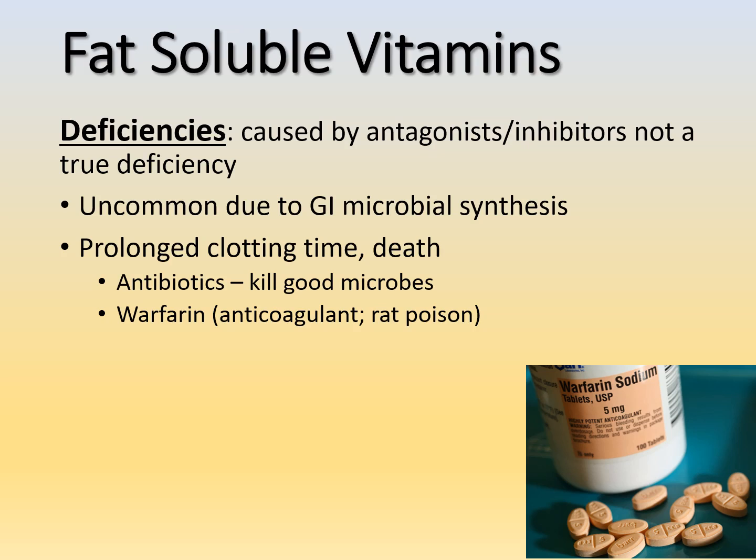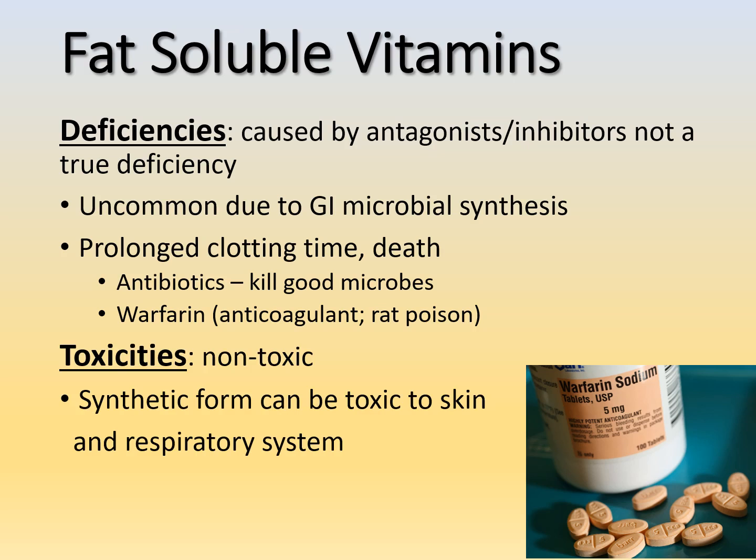So antibiotics can somewhat cause a little bit of a deficiency as well if you kill those good microbes that are producing the vitamin K. But again, you could get it in the diet as well. So not as common. The big one is warfarin or rat poison, which is an anticoagulant. Okay, so it's going to block the activity of our vitamin K, and we'll look a little bit about how that works here in a minute.